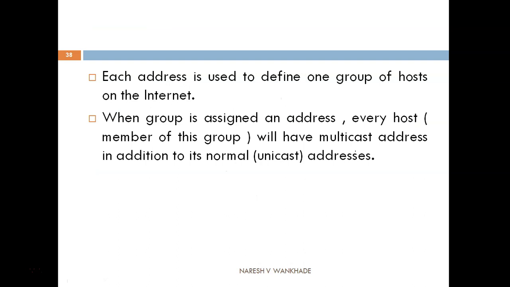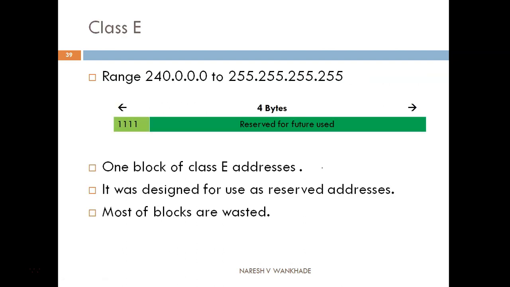Each address is used to define one group of hosts on the internet. When a group is assigned to an address, every host that is a member of this group will have a multicast address in addition to its normal unicast address. Every member of the group will have both addresses, the multicast address and the unicast address. Class C addressing.